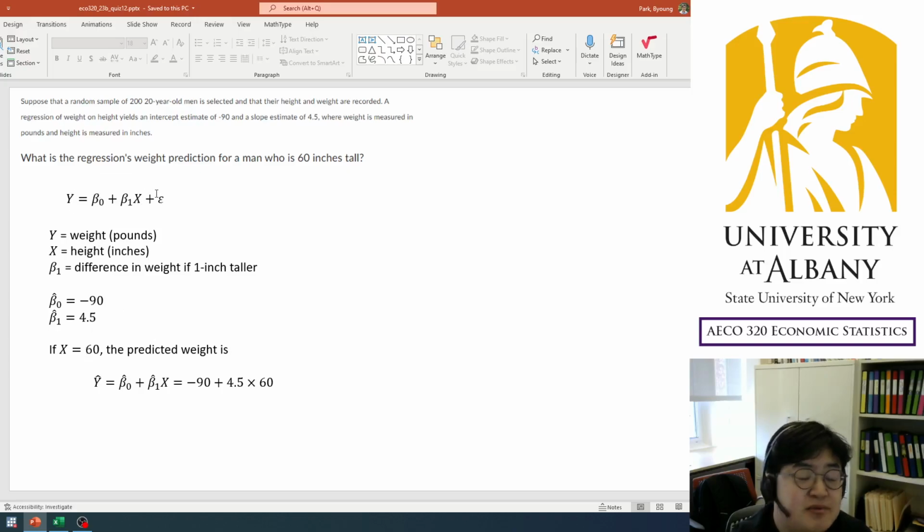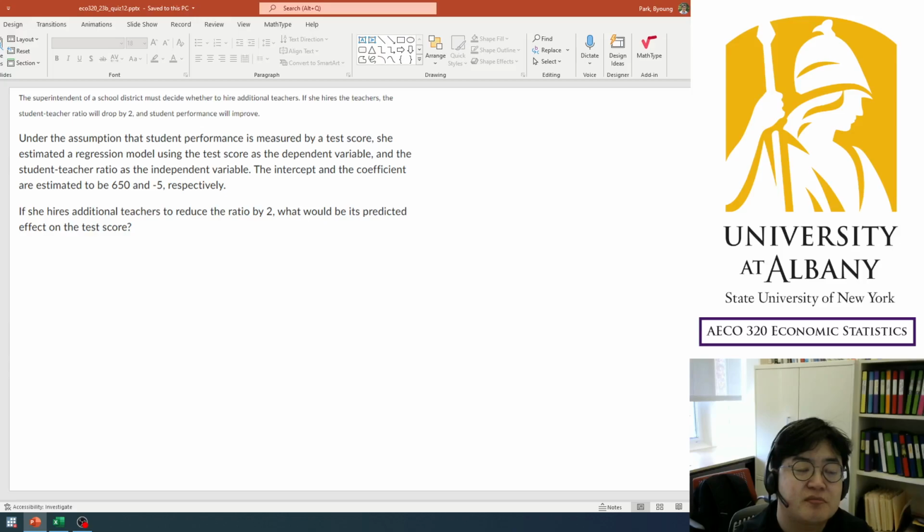So assuming epsilon is 0, error is 0, plug in 60 into x, and beta 0, beta 1's estimates into their places. So we have -90 for beta 0 plus 4.5, which is beta 1, times 60 for x. So then you calculate that. That is the predicted weight. Okay, pretty straightforward.